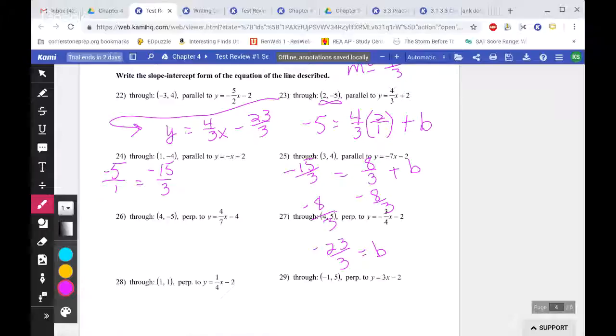So that's your answer. Not pretty, but that's your answer. 4/3 x minus 23 over 3.